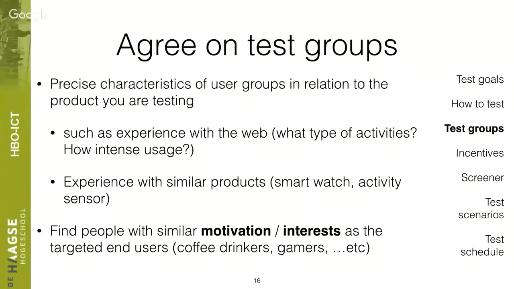Then you need to decide on which group you're going to test on. Okay, so I have this new app. I wanted to use it with people between 20 and 30. So then, hey, you guys will be the perfect participants.